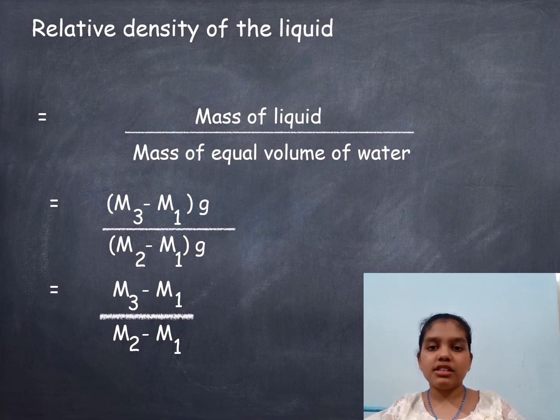So the relative density of the liquid will be mass of the liquid divided by mass of equal volume of water. Here mass of the liquid is m3 minus m1 gram, where m3 stands for the density bottle with the liquid and m1 stands for the empty density bottle, divided by m2 gram, that stands for the density bottle with water, subtracted by m1, that stands for the empty density bottle. Then we get m3 minus m1 divided by m2 minus m1.